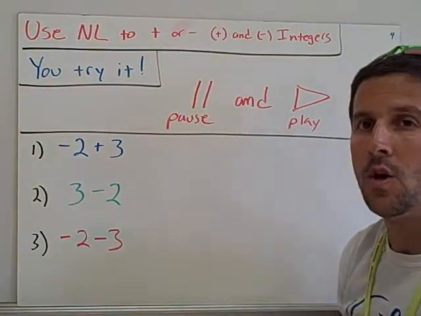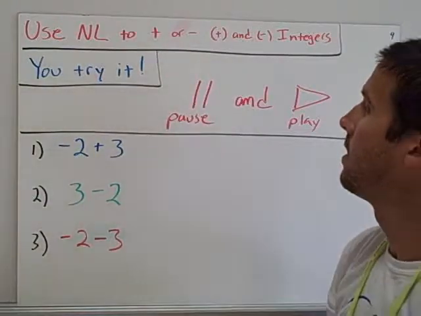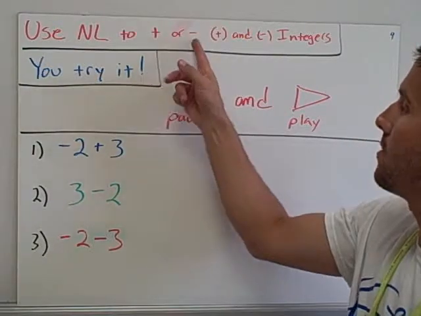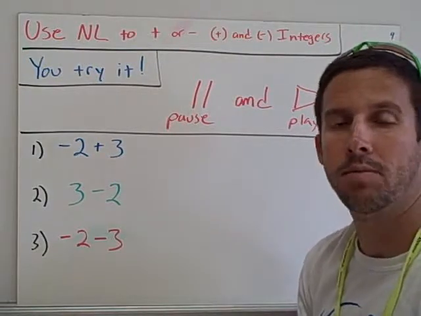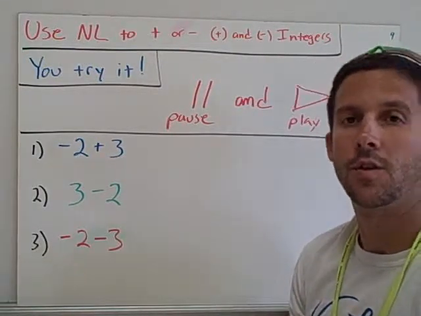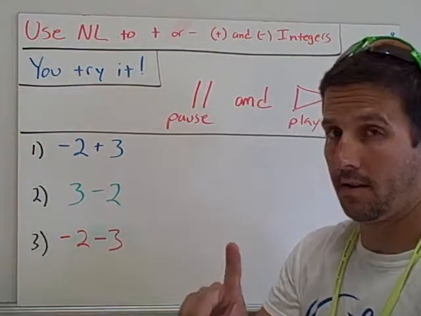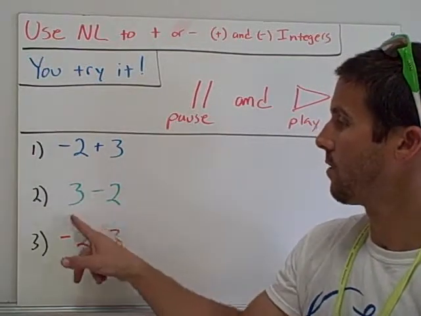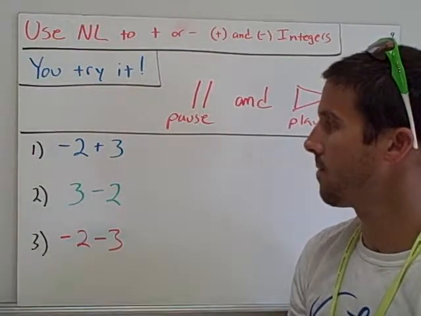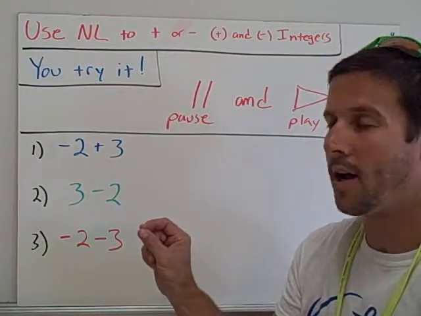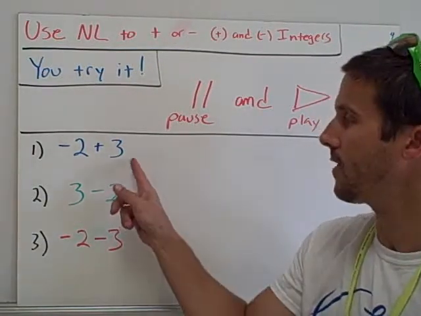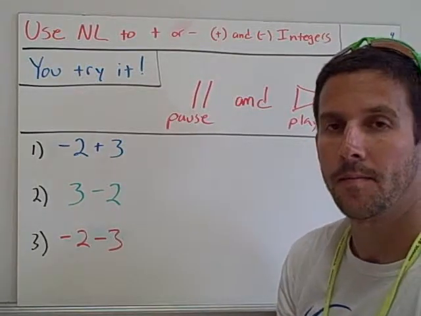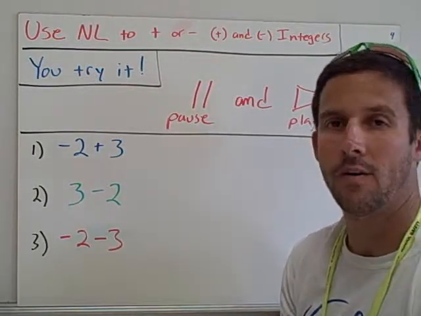Okay, remember, we are using the number line to add or subtract positive and negative integers. This is a pause and play section. So, I want you to pause it in a second. Write these answers down on your note page. Try to write the number line with the amount of integers that you need to figure out the answer to these problems. Okay? You can go ahead and pause it now and we'll check it here in a moment.